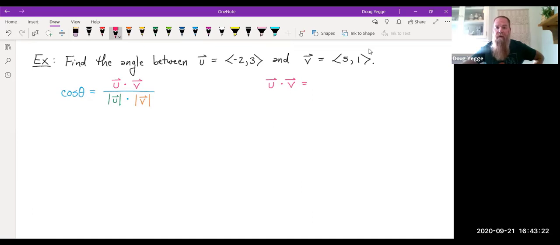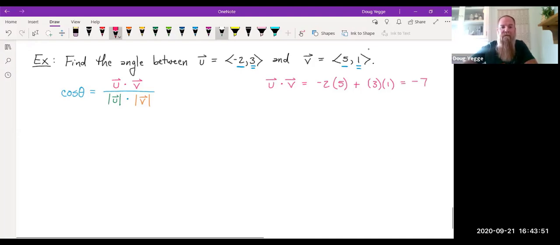So I know the dot product is negative 2 times 5 plus 3 times 1. And notice the way that we did that is we multiplied the x coordinates of negative 2 and 5. Then we multiplied the y coordinates of 3 and 1. And then we added the results together. So that gives me negative 10 plus 3, which is negative 7.